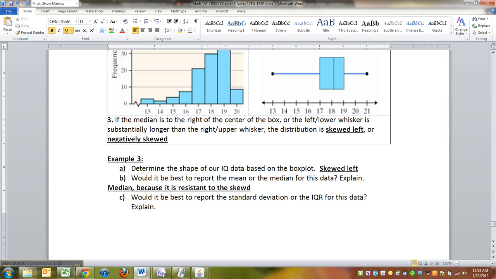Skewedness? Skewness? Skewness. How about skewed leftedness? I'll just say skewness. There we go. What about standard deviation or IQR? IQR, because it is resistant to the skewness. It's a word. I just made it up.